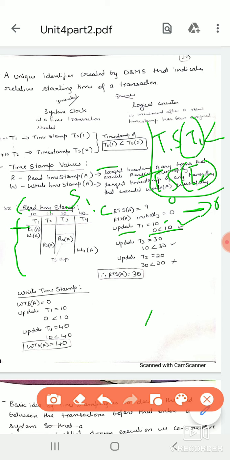We move to the next read instruction, which is in T3, R3 of A. R3 is associated with the value 30. So 30 is the new value, that is our Tj, and before that Ti we had 10. Is 10 less than 30? This is also valid, so we update T3, meaning we execute that instruction also.